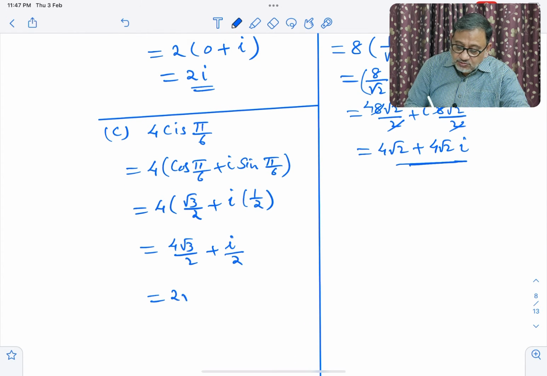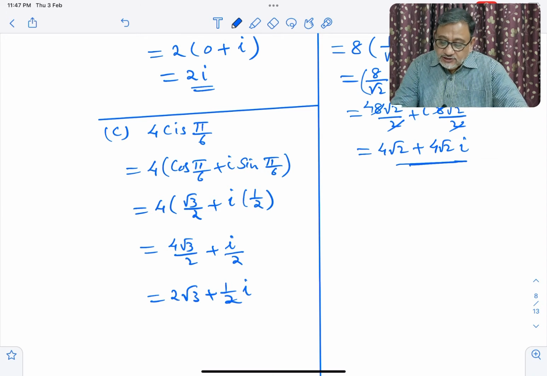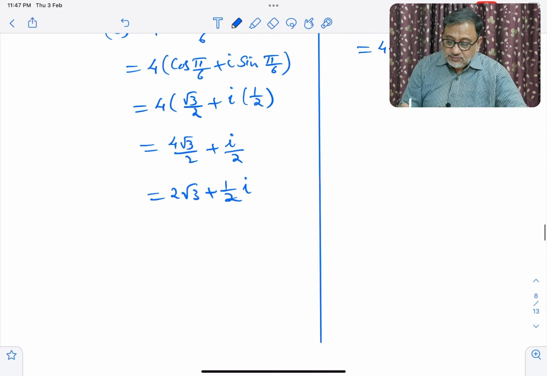So we can simplify the real part: 2 root 3 plus half into I. So this is the answer of part C, okay. So part C is 2 root 3 plus 2I. So I hope you understood this. Then part D, I am going to do it here.